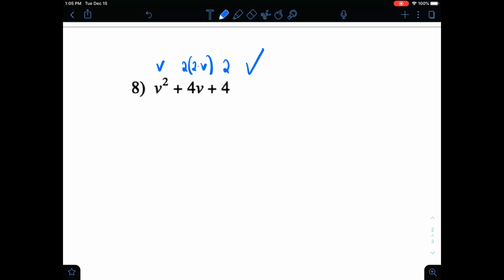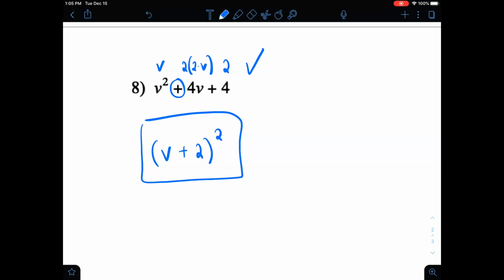This is a perfect square trinomial, so all we have to do is write it all squared. We take the square root of the first term, the square root of the last term, and since this is a plus, we put a plus in the middle. And that's your pattern. That's all you've got to do. If you were to expand that out, this would be v plus 2 times v plus 2. If you were to FOIL that, you get back to this original problem right here, okay? But I prefer you to write it like this pattern right here.